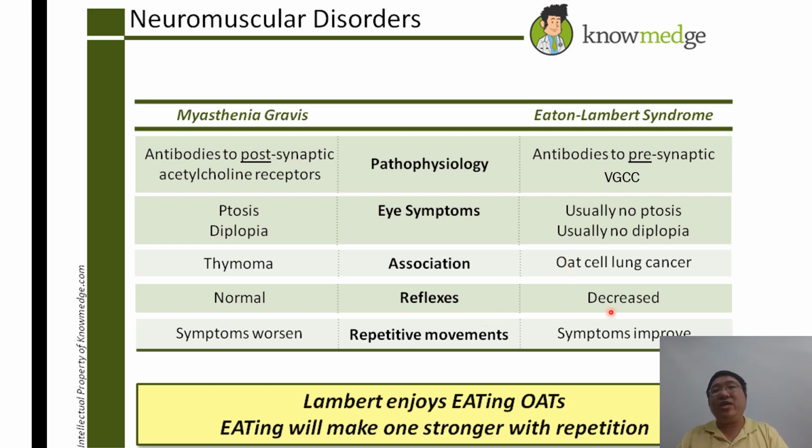Reflexes will be decreased because we need to stimulate again and again until muscle contraction can take place. So repetitive movement will improve the symptoms.